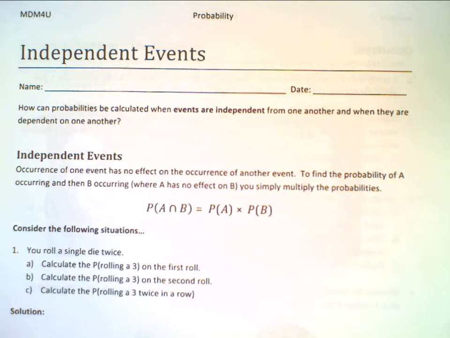Alright, in this tutorial what we're going to be looking at is a way that we can calculate the probabilities when events are independent from one another, and also we're going to move into later on when they're dependent on one another. So basically we're going to look at a situation where we might be rolling a dice and then picking up that dice and re-rolling it and finding out what the probability is of, say, rolling a 3 on the first roll and then rolling a 3 again.